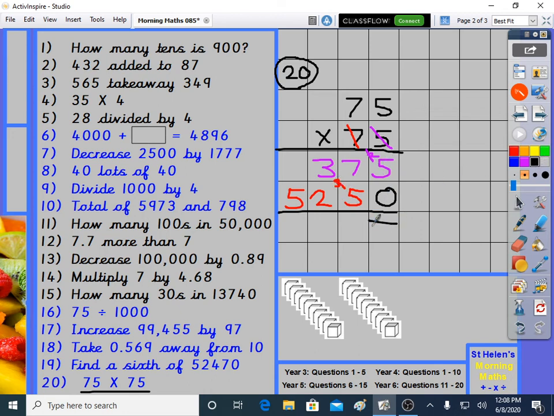5 plus 0 is 5. 7 plus 5 is 12. 3 plus 2 plus 1 is 6. And 5 at the front. 5,625. 75 times 75 looks like it might be a more famous or more round number. It looked like it to me, but it's not. It's 5,625. So thanks for listening.